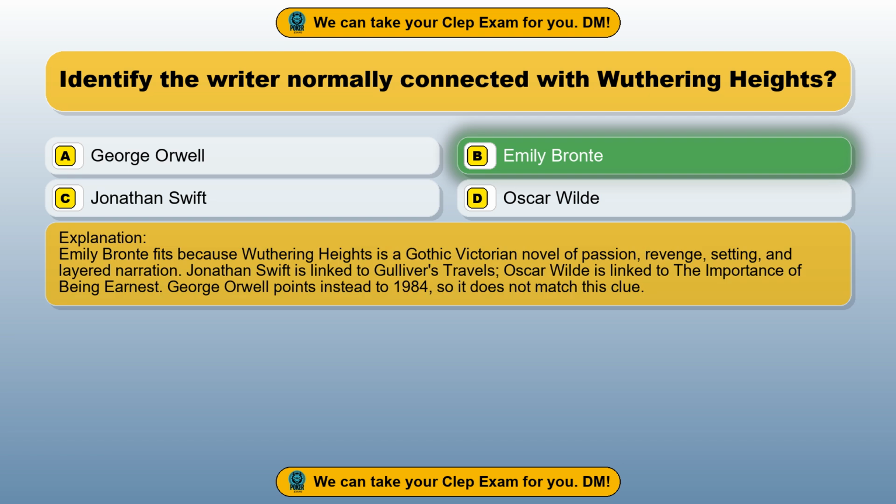Emily Bronte fits because Wuthering Heights is a Gothic Victorian novel of passion, revenge, setting, and layered narration. Jonathan Swift is linked to Gulliver's Travels, Oscar Wilde is linked to The Importance of Being Earnest. George Orwell points instead to 1984, so it does not match this clue.